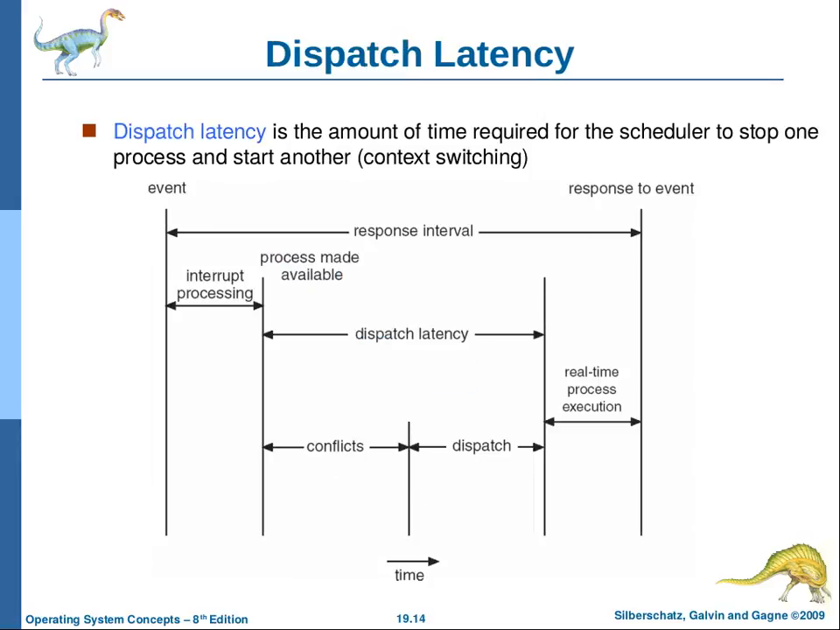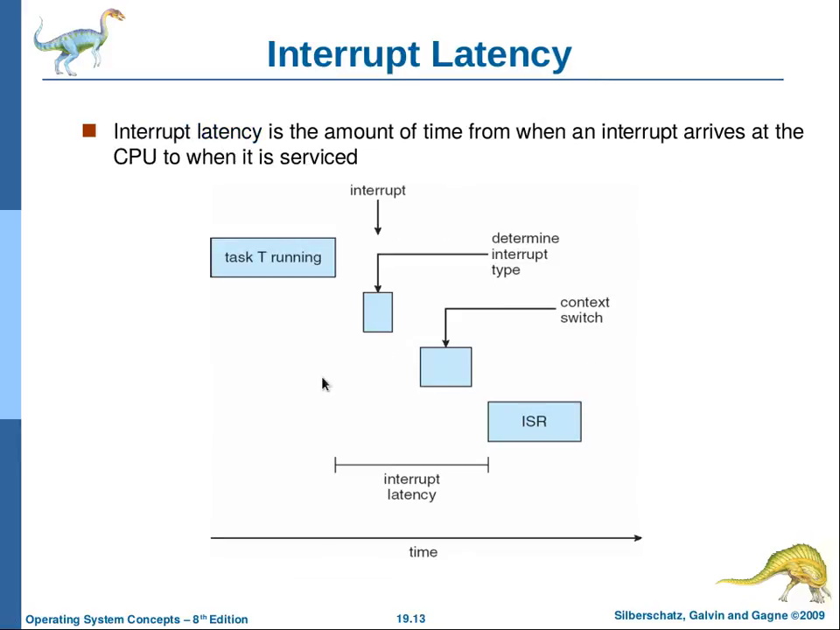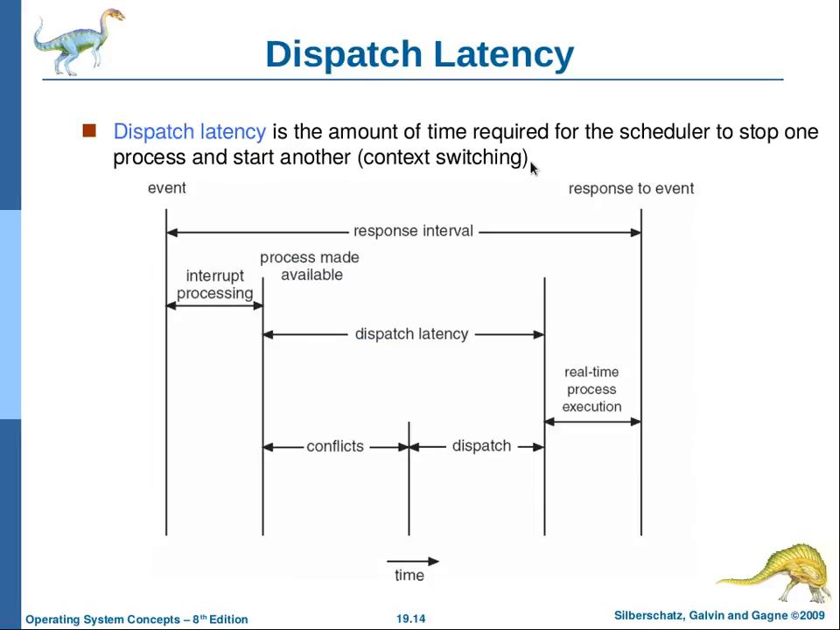Next comes dispatch, the amount of time required for the scheduler to stop one process and start another. Because the interrupt is determine the type and then do a context switch, usually with the scheduler. Then the scheduler has to stop the process completely and then start the other process. So that's the whole, figure out all the conflicts and then dispatch the proper process to start running. And then you can actually execute it.